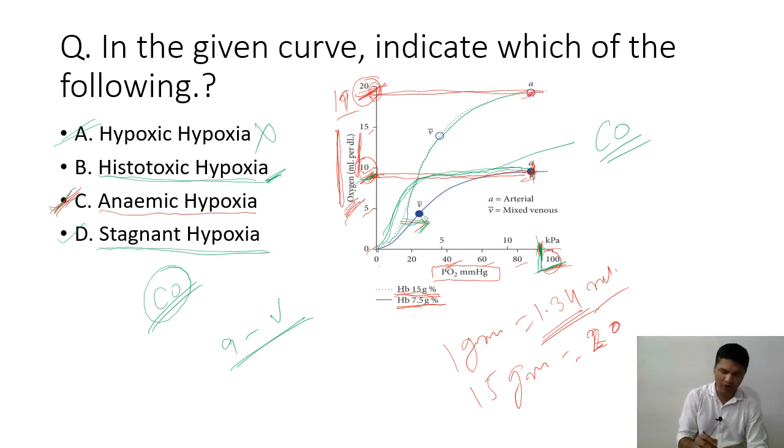And in stagnant hypoxia, what happens? Opposite to that. Blood will remain for more time in the tissue space, and that's why more and more oxygen will be extracted from the blood, and the arterial and venous oxygen difference will be more in that condition. So we need the arteriovenous oxygen difference to check whether the hypoxia is the stagnant type or the histotoxic type. So the answer here will be anemic hypoxia, a clear cut answer.